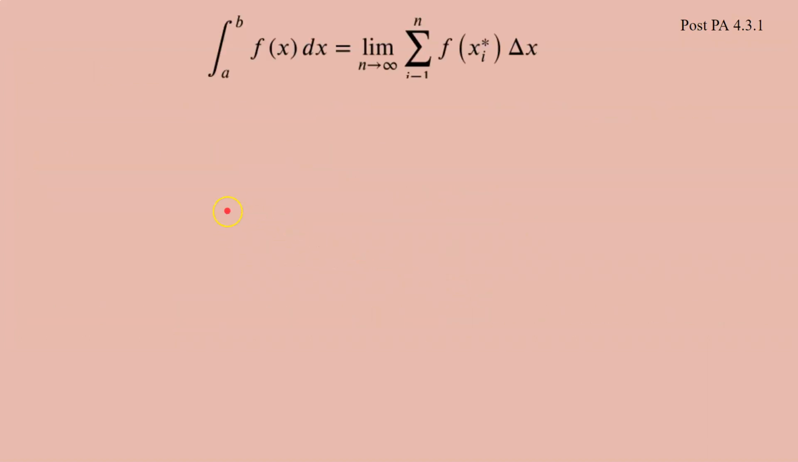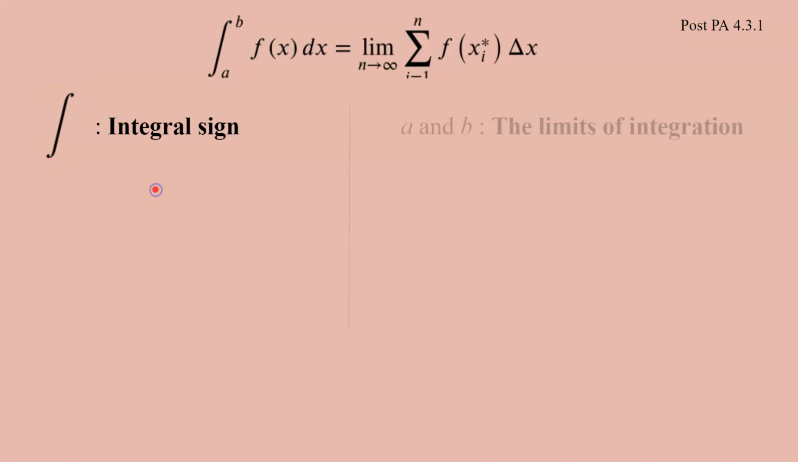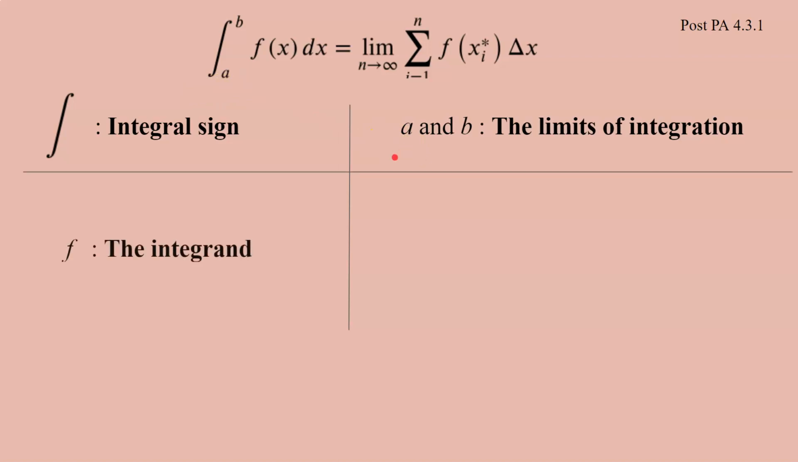Okay, now let's keep going. A little bit more about this notation. This right here is called an integral sign. It measures the area under a curve. The a and the b are referred to as our limits of integration. These are just the endpoints on some interval, but we're going to officially call them the limits of integration. The f, which is the function that we're taking the area under the curve of, is referred to as the integrand.